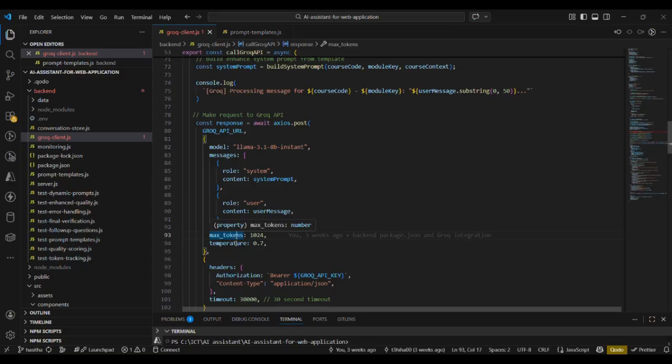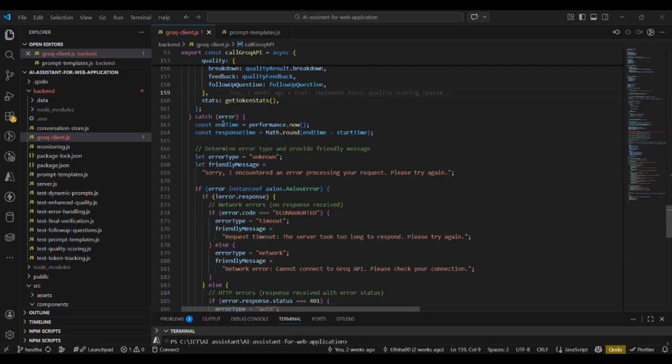Temperature at 0.7. Temperature controls randomness. Lower temperatures like 0.3 are too predictable and boring. Higher temperatures like 0.9 are too creative and unreliable. 0.7 provides balance, which is good for education.